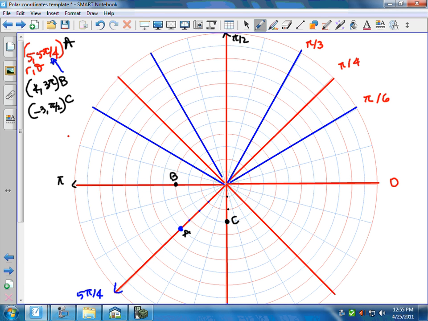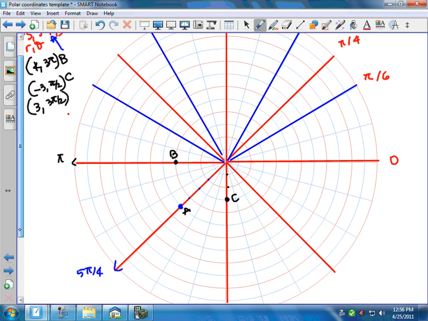Can you do the next one, please? D, 3 comma 3 pi over 2. Where does the point D lie? It's the same as C, right? 3 pi over 2, you come to this line. If you're going 3 units along that line, that will bring you to the same exact point. So I'm going to call it C comma D. They share the same point. As you can see, there are many ways to represent points in polar coordinates. In this particular case, these two points represent the same exact location.